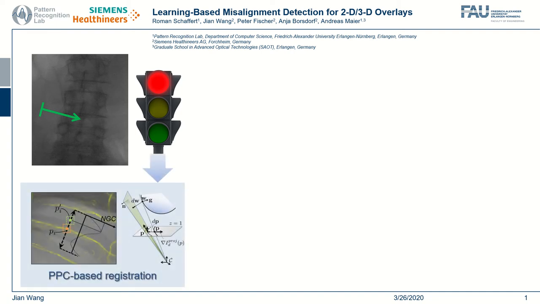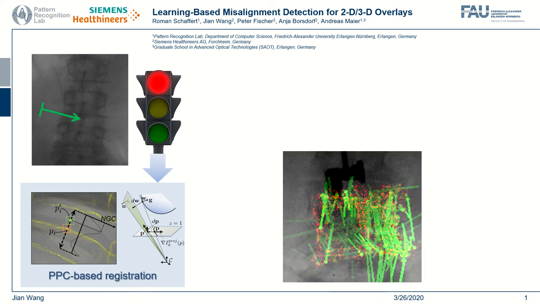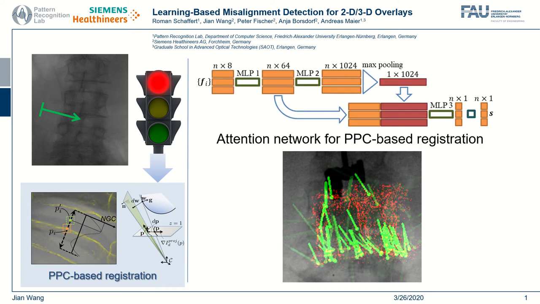Our previously proposed registration pipeline using the point-to-plane correspondence model provides a natural starting point of the misalignment detection. Patch matching is used to find correspondences to measure local misalignment on apparent contours. Using a trained attention model, the wrong correspondences are suppressed.